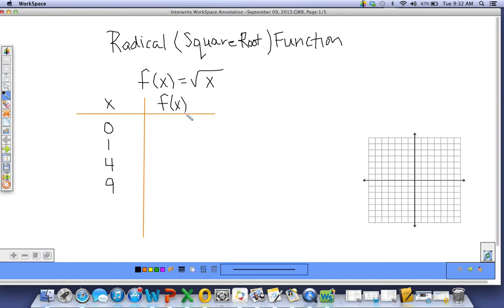Okay, so what's the square root of 0? 0. Square root of 1? 1. Square root of 4? 2. Square root of 9? 3. All right, so we plot this. 0, 0, 1, 1, 4, 2, and we're going to say 9 is over here somewhere. There's 9, 3. All right, so this shape kind of looks like half of a parabola. We could make it a parabola if we added another side, but we're not going to worry about that. So here is our square root function.